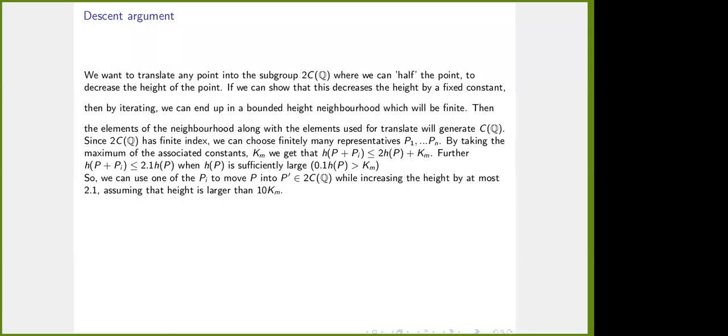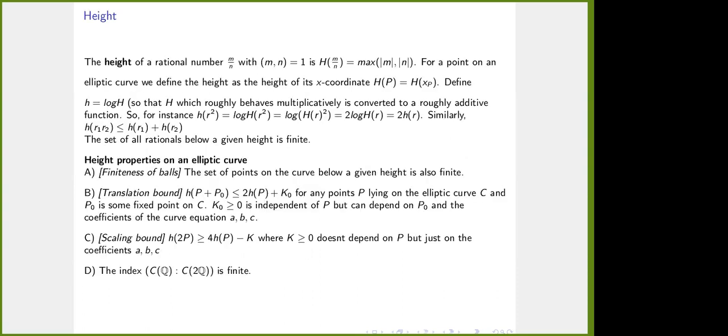So the only thing that we need to do is to prove these bounds, like the finiteness we've shown. So we have to prove this translation bound, the scaling bound, and that the index is finite. Proving the translation bound is basically a computation. Showing that the height has an upper bound is not so hard, but showing the height has a lower bound is more non-trivial because of cancellation phenomena. So let's just go through the proof.